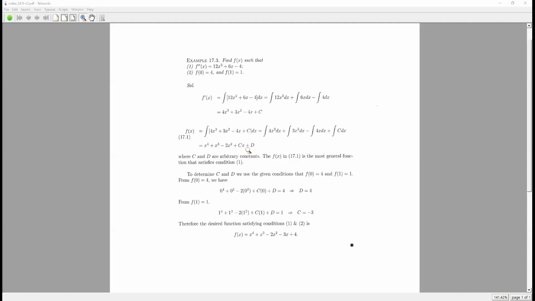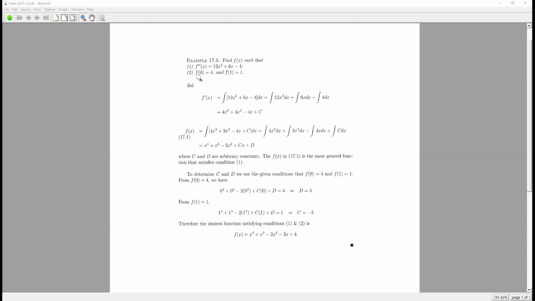This is all the possible functions that satisfy condition 1. Because c and d are arbitrary, there are infinitely many such functions. Now from these infinitely many functions, I pick one that satisfies the second condition, condition 2.